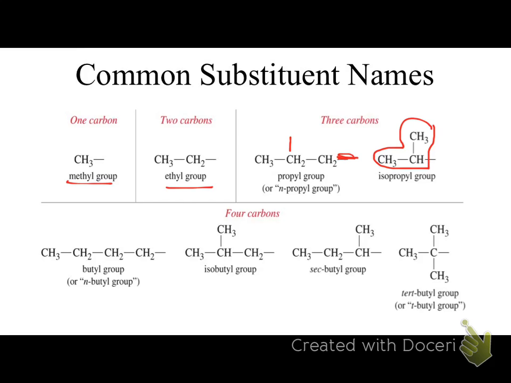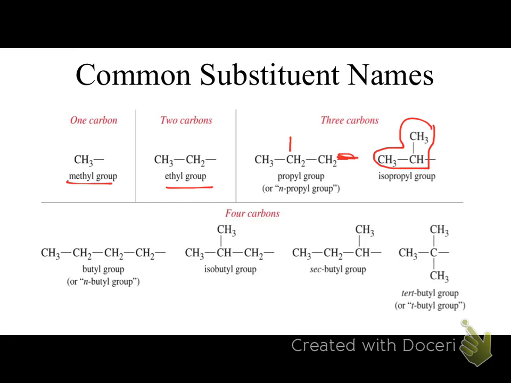That's a joke. I have no idea where ISO came from. Okay? But the common name that you'll see for that particular shape is ISO. If there's 3 carbons in that shape, we'll call it isopropyl.